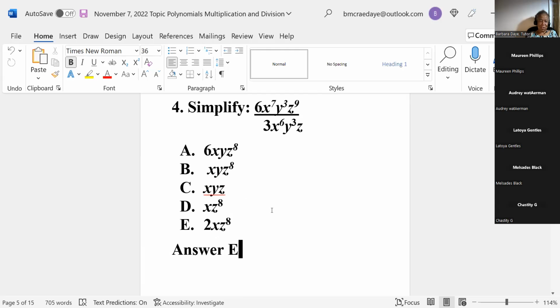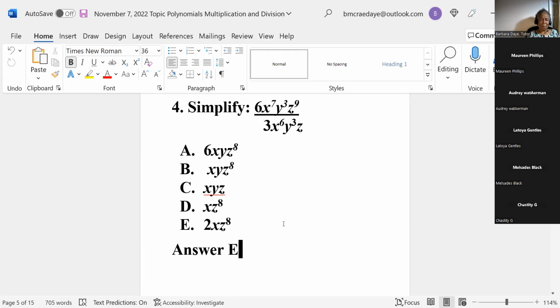Okay. Now go to your z's. And you have z by itself. You divide z by z, you get 1. Then 1 from 9, 9 minus 1, and she got z to the 8. Mercedes, is that clear? Yes, yes.